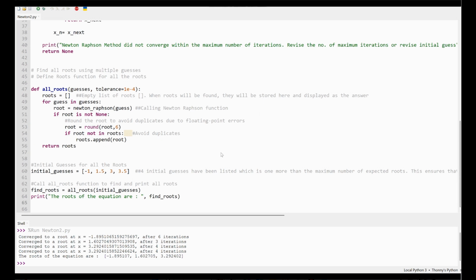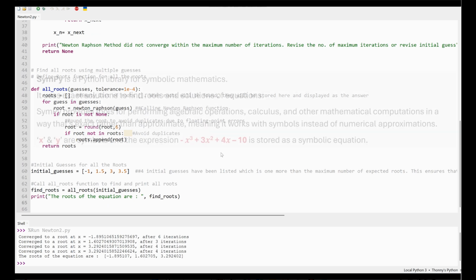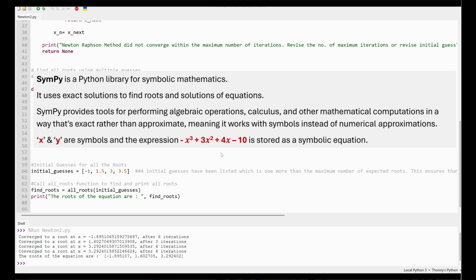There is another way of finding all the roots of the equation without using the Newton Raphson method. Newton Raphson is a numerical method. Python already has a built-in library called SymPy that uses algebraic methods for exact solutions. SymPy is basically for symbolic computation.